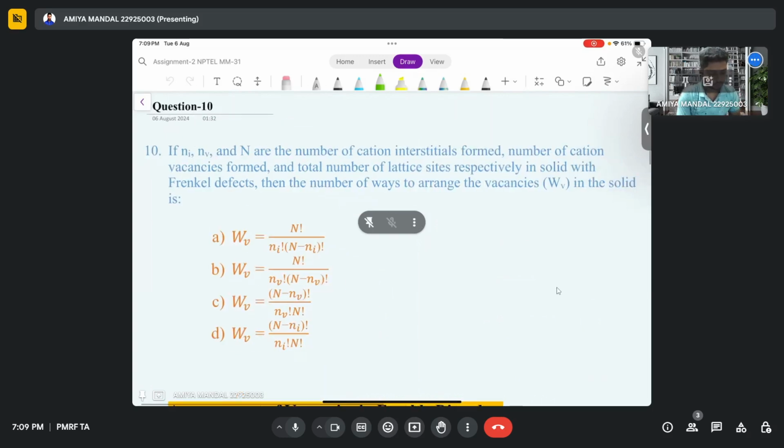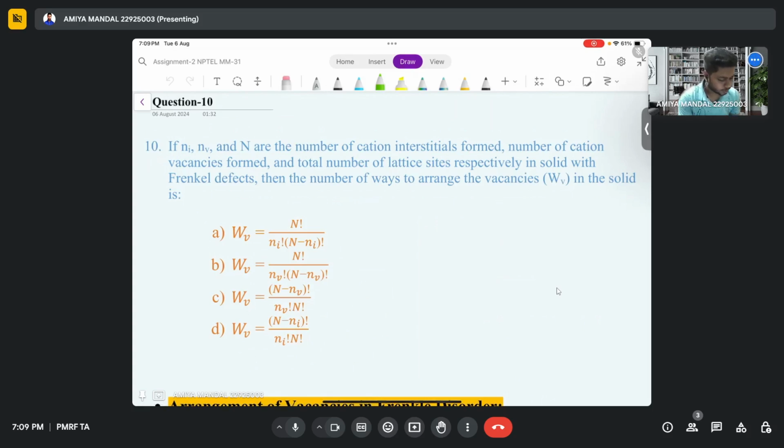Question number 10. Ni, Nv, and N are the number of cation interstitials, number of vacancies, and total number of lattice sites. The total number of lattice sites is nothing but the number of anion vacancies, cation interstitials, and cation vacancies, so these are not related.